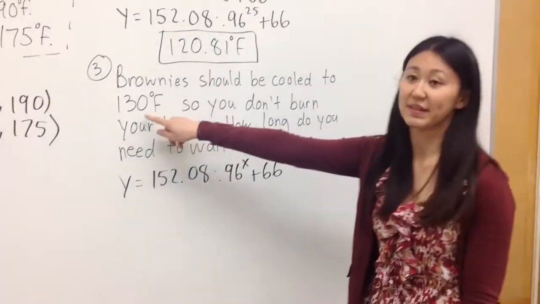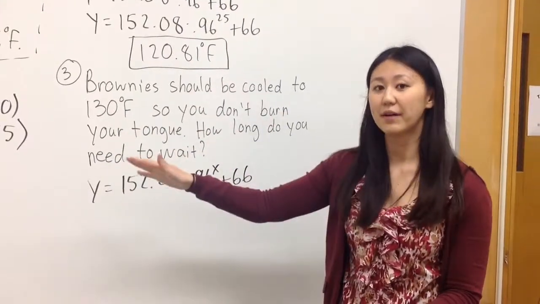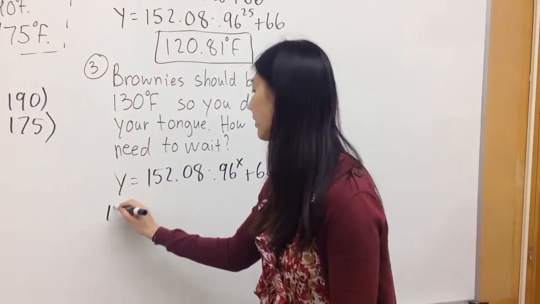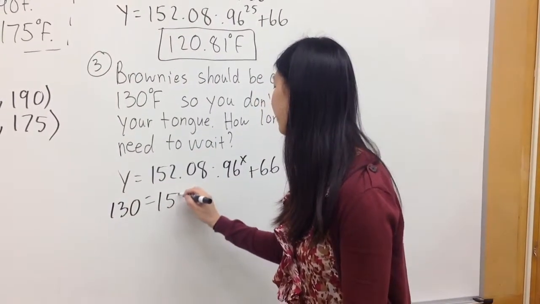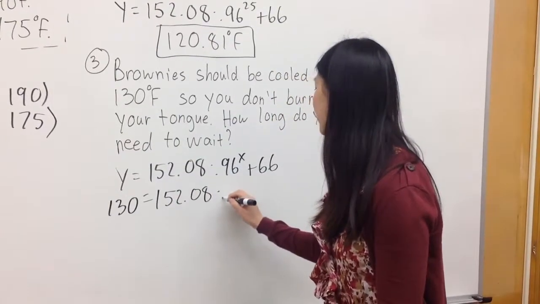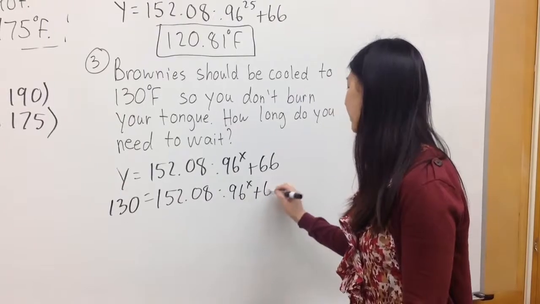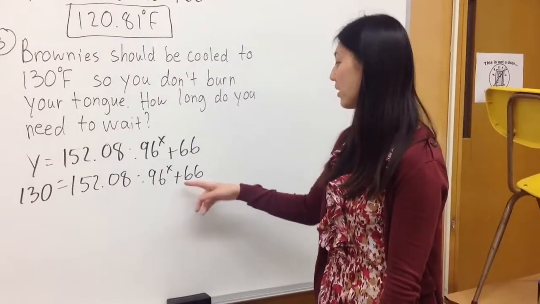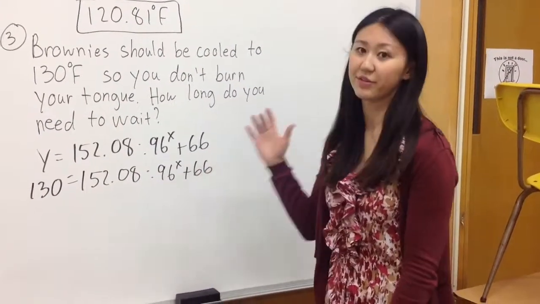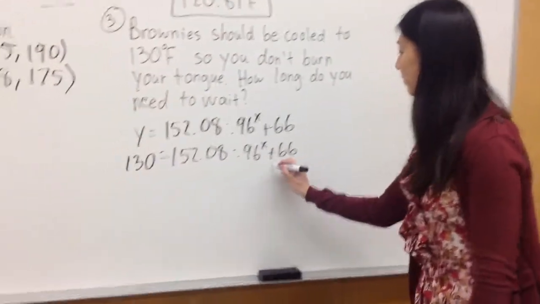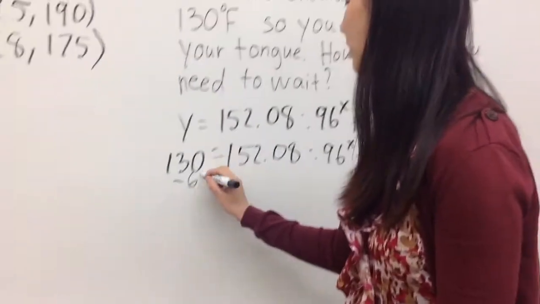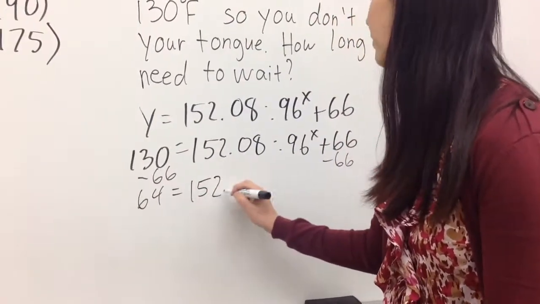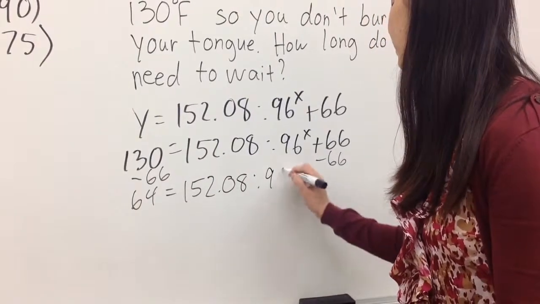Now we're given a temperature this time. Remember, temperature was the y value, so we're going to plug this in for y, and we're going to find x. So we have 130 is equal to 152.08 times 0.96 to the x power plus 66. So the first thing I really need to do is get this 66 to the other side by subtracting. Subtract that on both sides. I'm going to get 64 here, and that's going to equal this stuff over here times 0.96 to the x power.